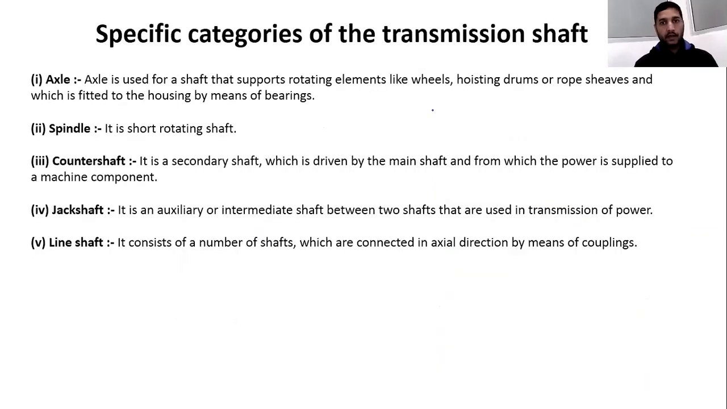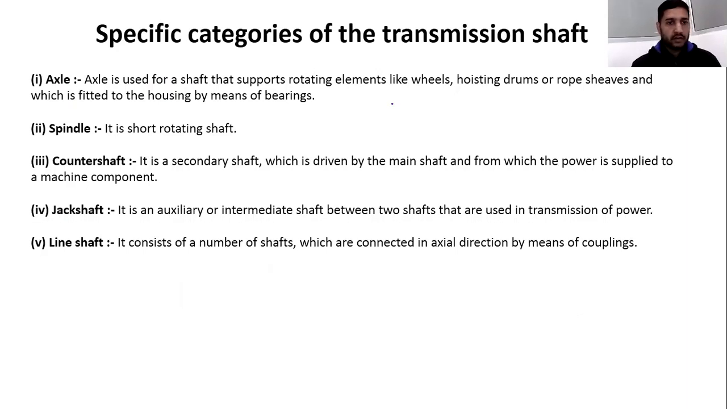These are some categories of transmission shaft. The shaft is also called an axle. It is also called spindle, counter shaft, jack shaft, or line shaft. The definitions are already given here. Axle is used for a shaft that supports rotating elements like wheels, hoisting drums or rope sheaves, and which is fitted to the housing by means of bearing. Spindle is a short rotating shaft, which you might have seen in your workshops in lathe machine.